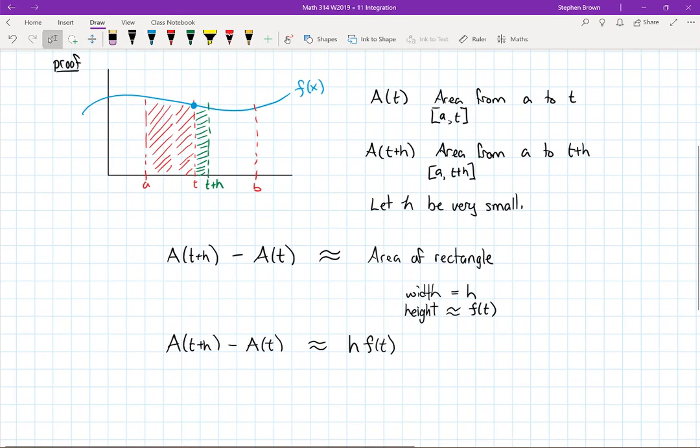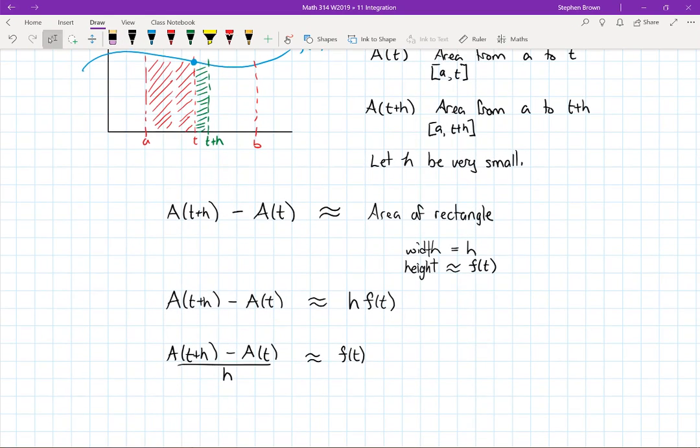Now let's manipulate that a little bit. Divide both sides by h, which is some arbitrary distance along the x-axis. And we'll say that that is approximately equal to the height of the function at f of t. Now, it's not exactly a rectangle, as you can tell. It doesn't have a flat top.